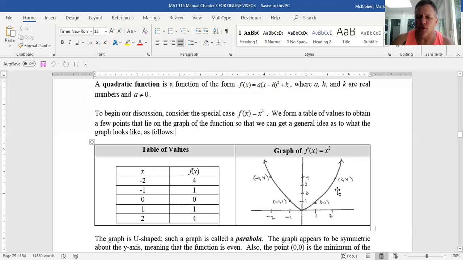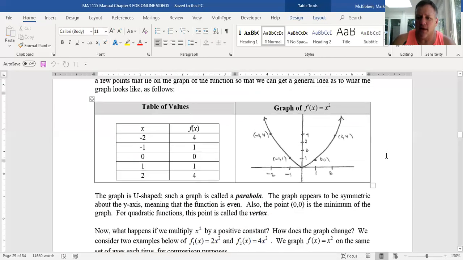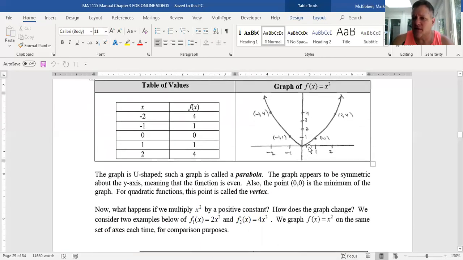A couple of things to note: this time, it doesn't go down to infinity. The minimum is right here. This is the smallest the functional value ever gets, because if you square 0, you get 0, and any other number that you square gives something bigger than 0. We call that a local min, or the vertex. Also notice that if you go the same distance on either side of the y-axis, you get a point at the same height, so we call that function even. It's symmetric about the y-axis.